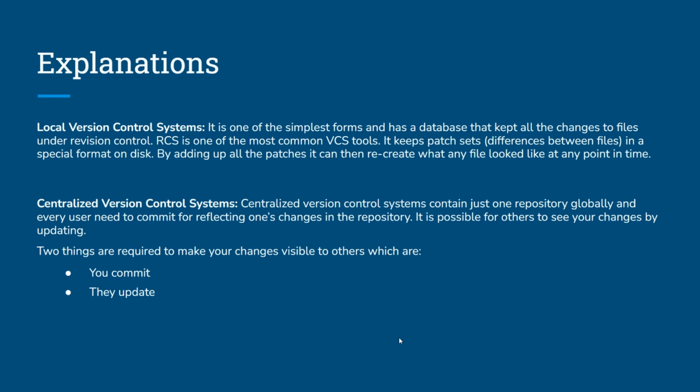Then we have what we call the centralized version control system. The centralized version control system contains just one, what we call a global repository. A repository is like a storehouse or a warehouse that receives every inventory that is coming in. A warehouse can contain goods of different traders. You can have 10 traders using one warehouse.